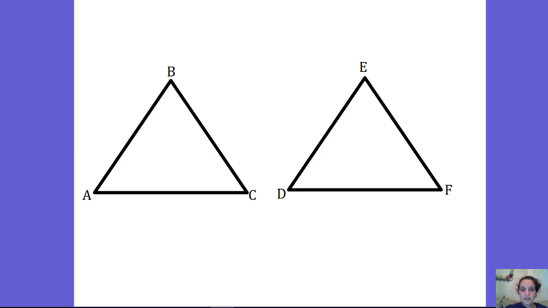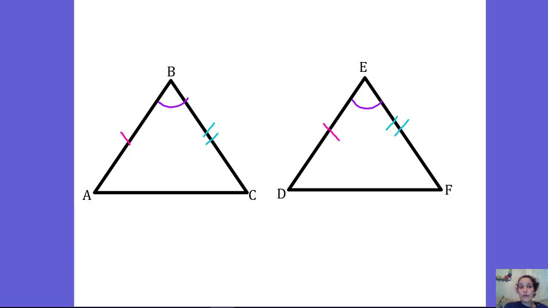So let's say we have these two triangles, triangle ABC and triangle DEF, and maybe I tell you that side AB is congruent to side DE, and that side BC is congruent to side EF, and that angle B is congruent to angle E. Well, we would know that that's enough information for us to say that those two triangles are congruent to each other.